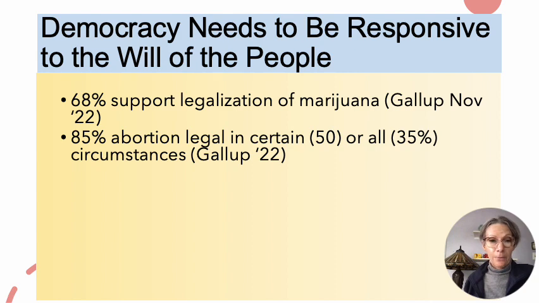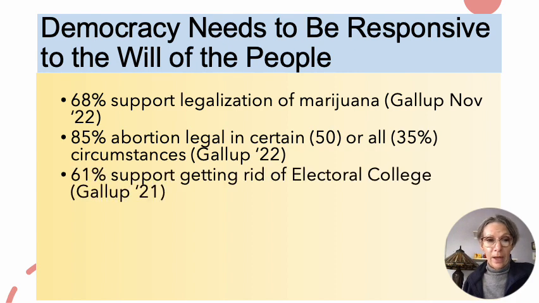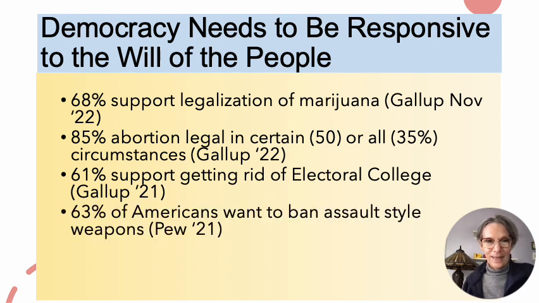According to a Gallup 2022 poll, 85% of people think that abortion should be legal in certain or all circumstances, okay? So 50% of people think it should be legal in certain circumstances, 35% in all, for a total of 85%. 61% of people support getting rid of the Electoral College. Last I checked, we still had it. 63% of Americans want to ban assault-style weapons, from Pew Research in 2021.